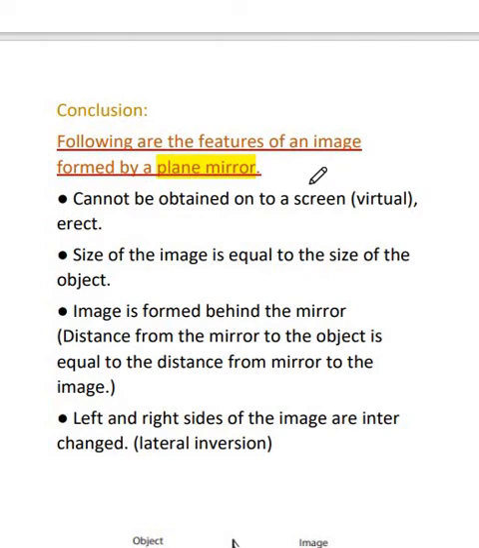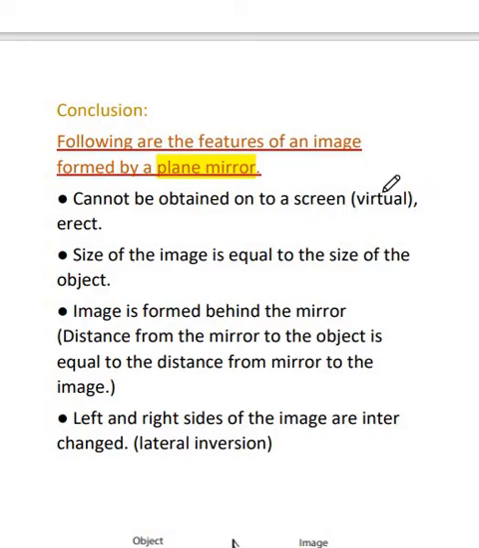So as the conclusion, based on this activity, you can understand the following things. This is the conclusion that you can come to by doing this practical. These are also some features of an image that is formed by a plane mirror. Normally, if an image is formed by a plane mirror, it cannot be screened. You cannot obtain it on a screen. Hence, it is virtual. That means it's not real.